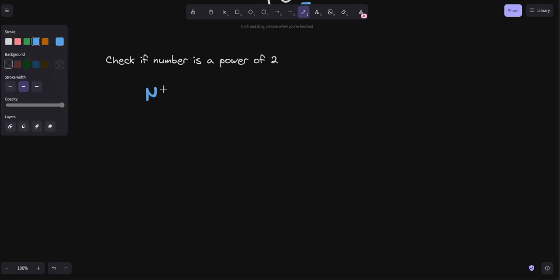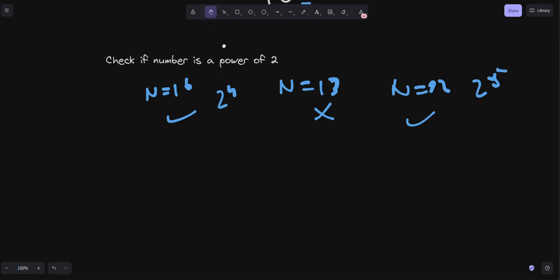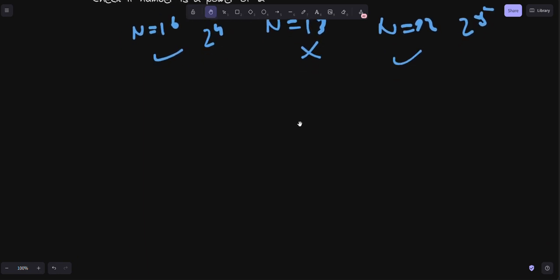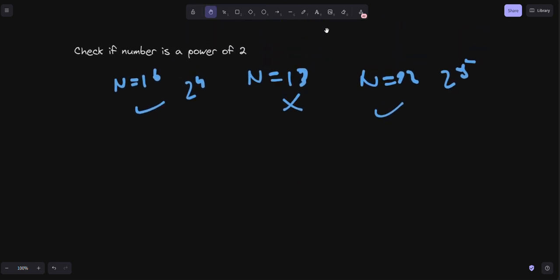Let's discuss the cases. If n is equal to 16, return true because it's a power of 2, the power of 4. If n is equal to 13, it's not a power, so just return false. If n is equal to 32, return true because it is 2 to the power 5. You can basically do the brute force method of dividing by 2 repeatedly. But again, you can observe one thing.